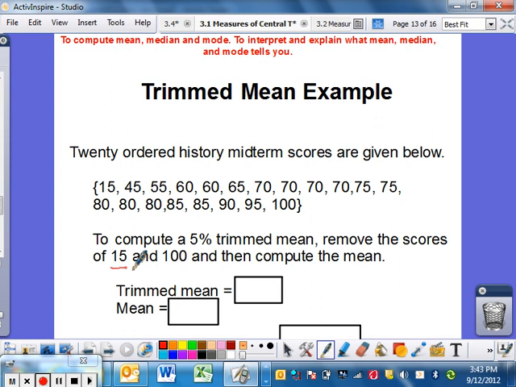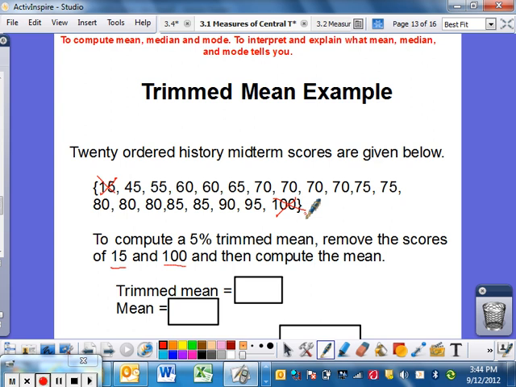Why is that? What is 5% of 20? If you calculate that, hopefully you're thinking of 1. So then I'm going to get rid of 1 score on each end. That's the idea. 5% of 20 is 1, so then 1 score from each end. If it was 10%, you would get rid of 2 scores from each end, depending upon which one you do.